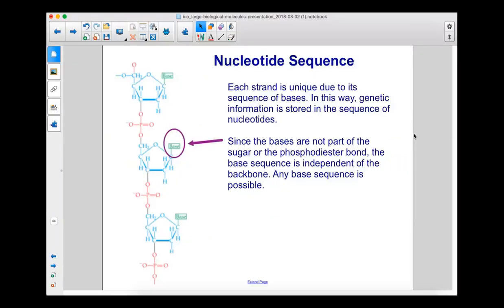Each strand is unique due to its sequence of bases. In this way, genetic information is stored in the sequence of nucleotides. Since the bases are not part of the sugar or the phosphodiester bond, the base sequence is independent of the backbone. Any base sequence is possible.